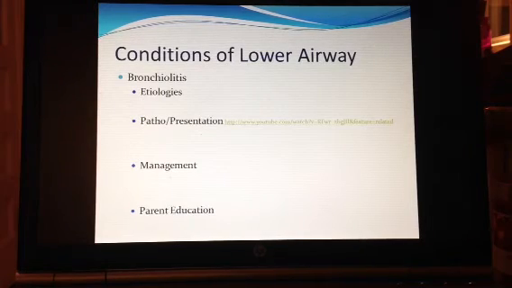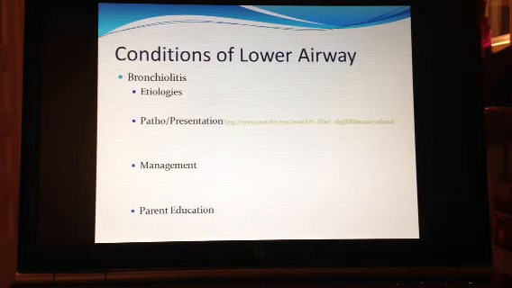Management-wise, since this is caused by a virus, we don't have a magic wand to make it go away, so the treatment here is going to be supportive care. So again, going back to what we talked about with upper respiratory infections, and this is part of why we spent so much time on that yesterday, elevating head of bed, mucus secretion control, bulb suctioning, using saline drops, sucking out noses before they eat, things like that are going to be crucial.